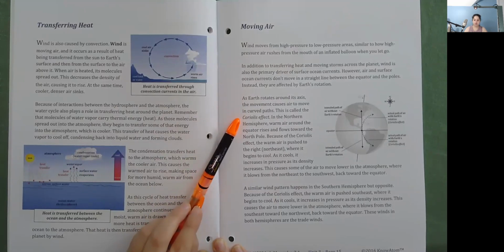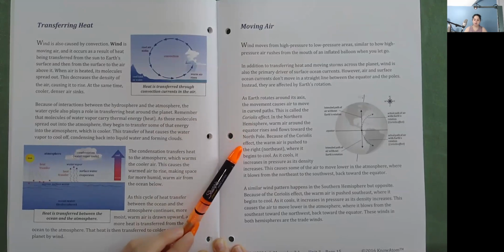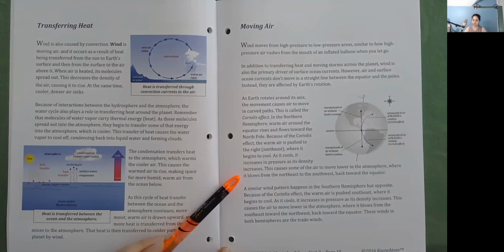In the northern hemisphere, warm air around the equator rises and flows toward the North Pole. Because of the Coriolis effect, the warm air is pushed to the right, or northeast, where it begins to cool. As it cools, it increases in pressure as its density increases. This causes some of the air to move lower in the atmosphere, where it blows from the northeast to the southwest, back toward the equator.